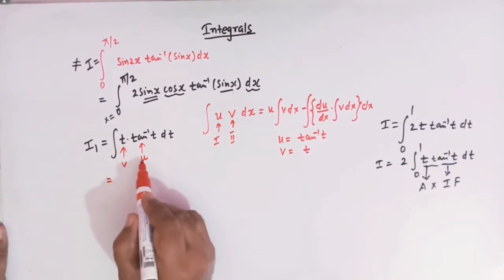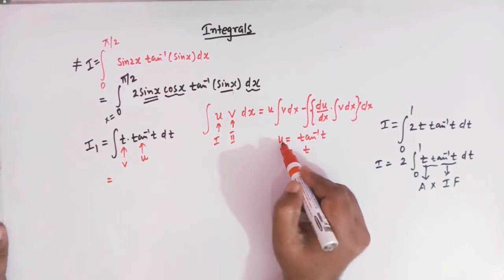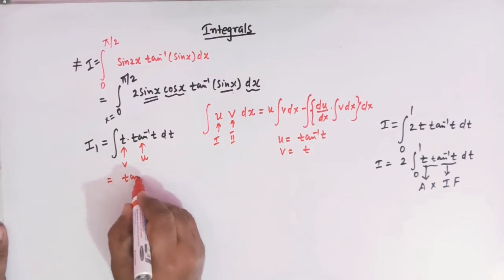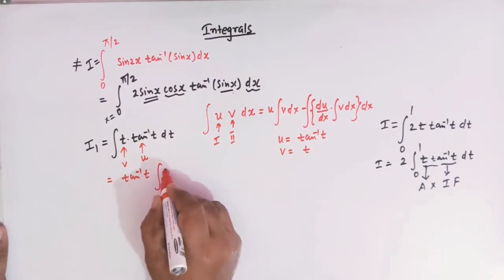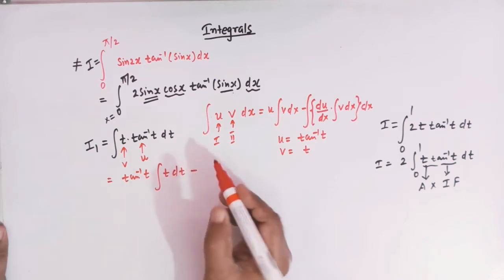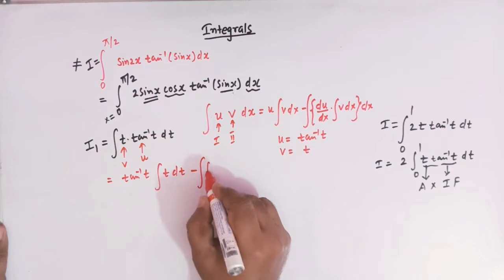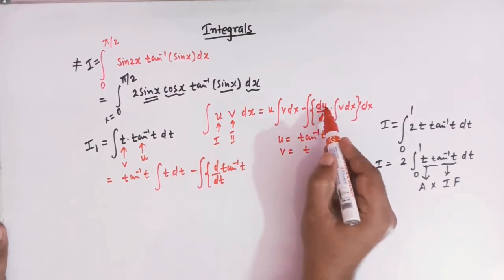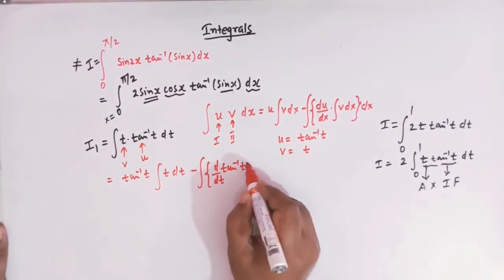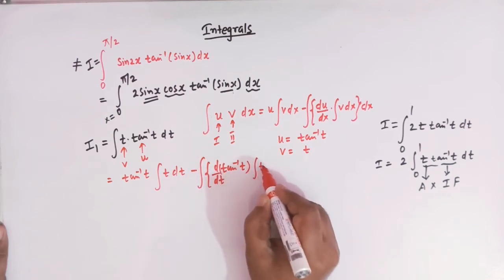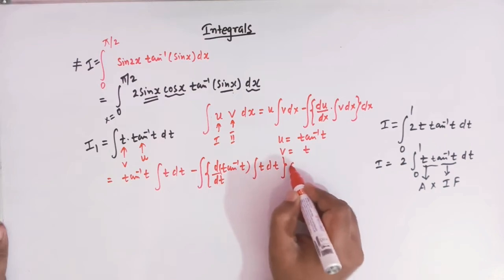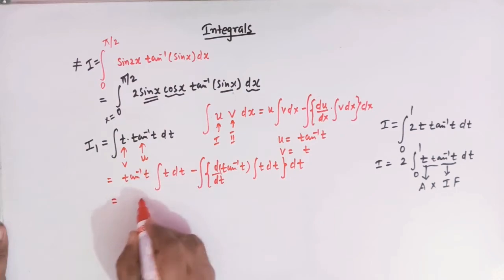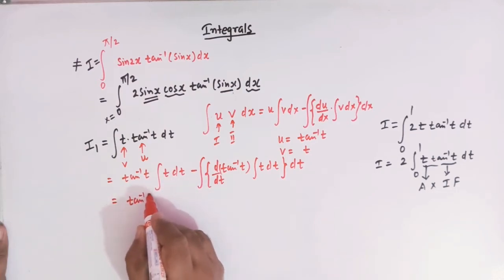So now if we substitute the values of u and v in this formula, we will get tan inverse t times the integral of t with respect to t, minus the integral of the derivative of tan inverse t, because u is tan inverse of t, times the integral of t dt, and here we have dt, right?